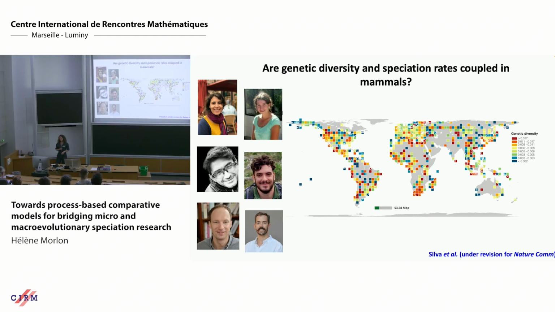We conducted one such study trying to see whether we can find a correlation or coupling between species genetic diversity and speciation rates in mammals. Why genetic diversity? And why mammals? Because for this group of species and for this intraspecific measure of genetic diversity, we are starting to have global scale data. We are starting to have decent estimates of genetic diversity for a lot of mammalian species.